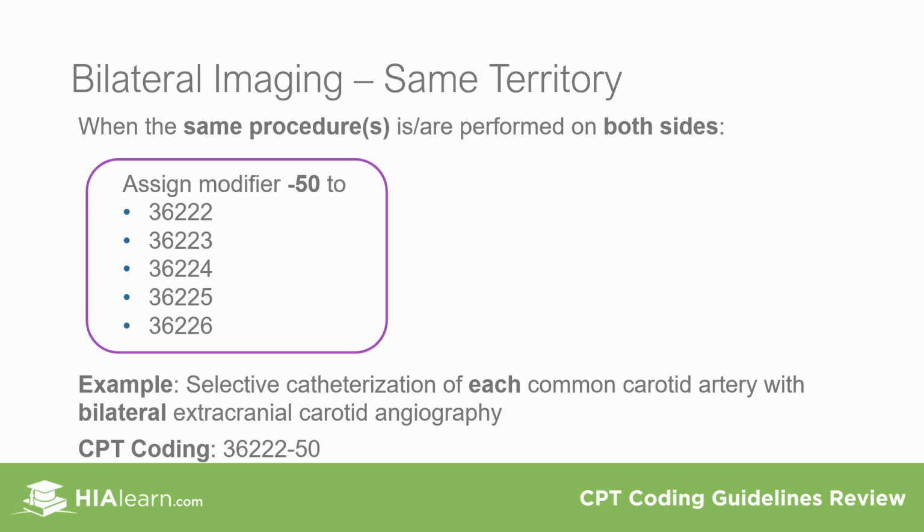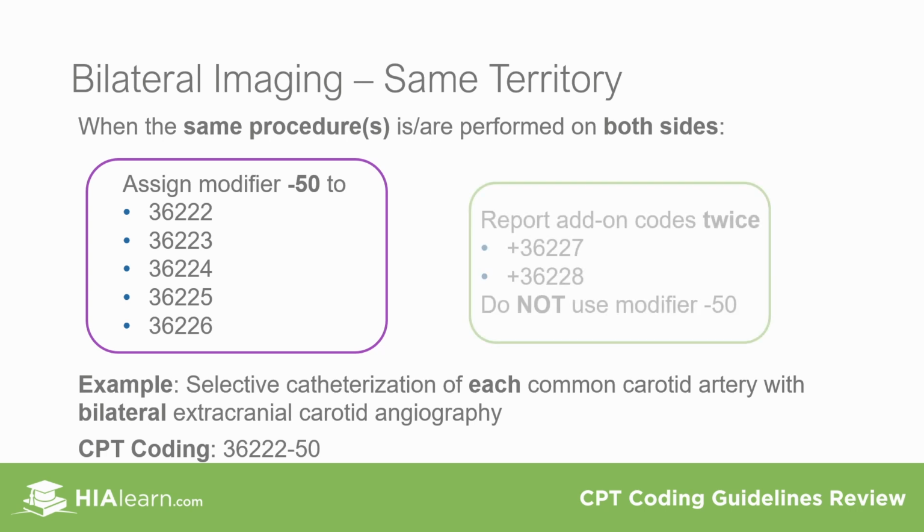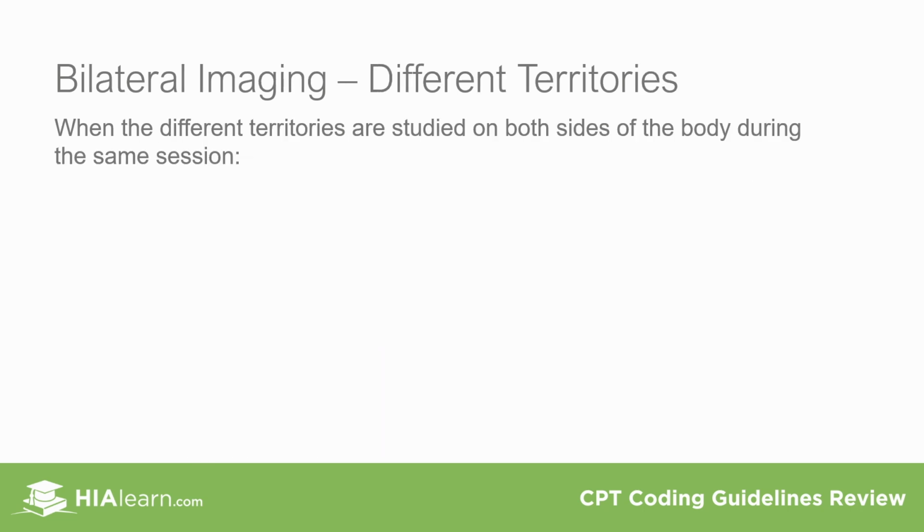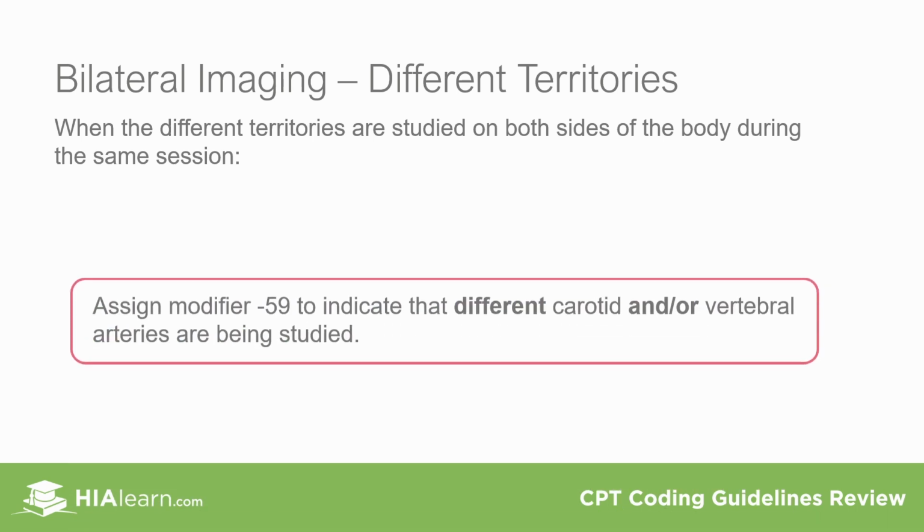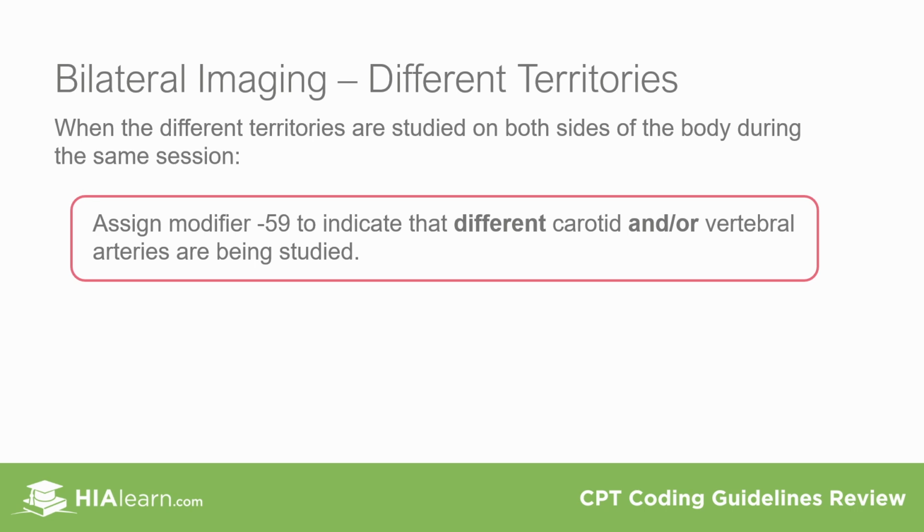If the procedures represented by add-on codes 36227 and 36228 are performed bilaterally, the add-on code should be reported twice rather than with modifier 50. When different territories are studied on both sides of the body during the same session, modifier 59 is assigned to indicate that different carotid and/or vertebral arteries are being studied.